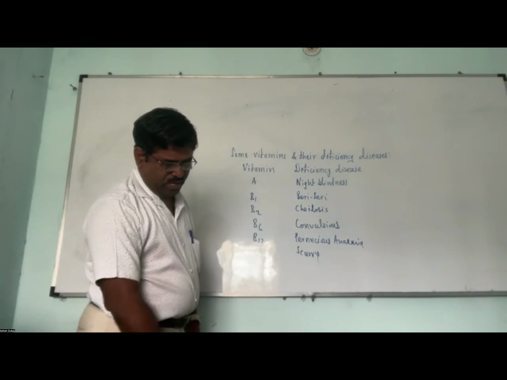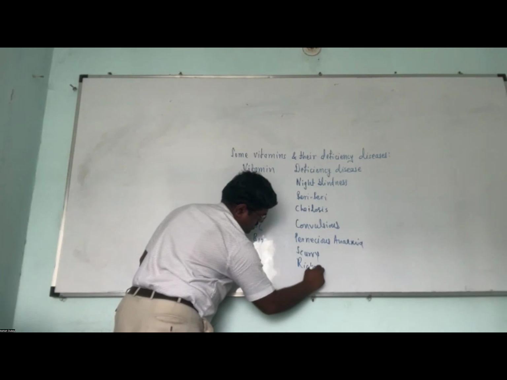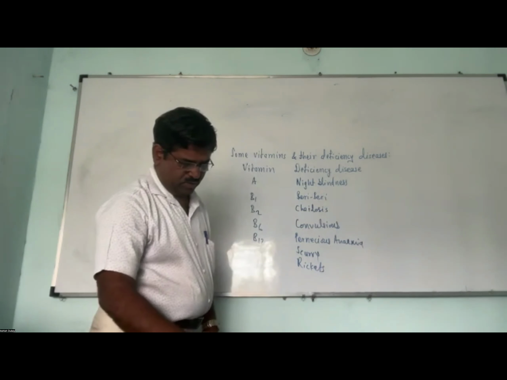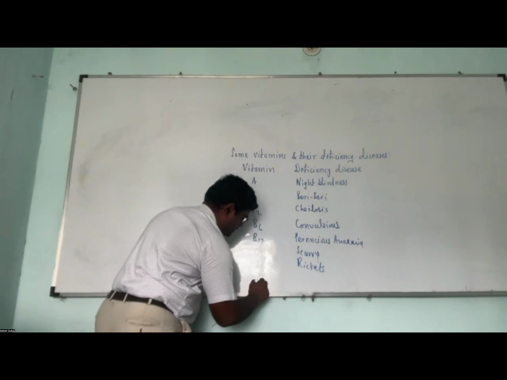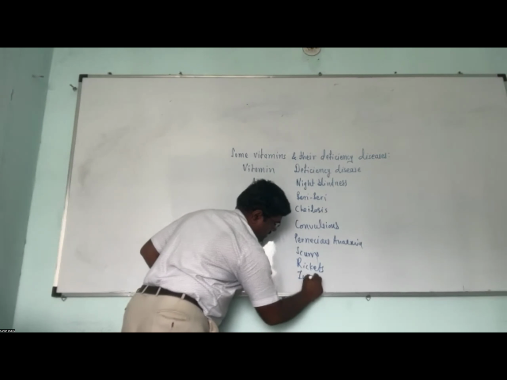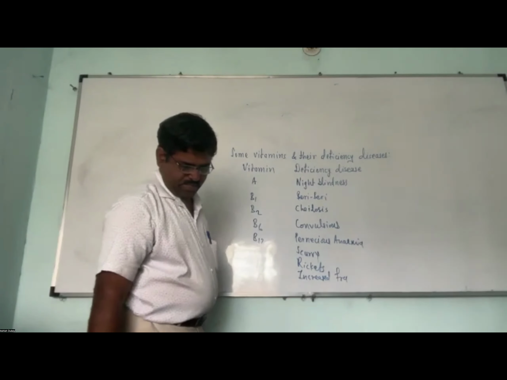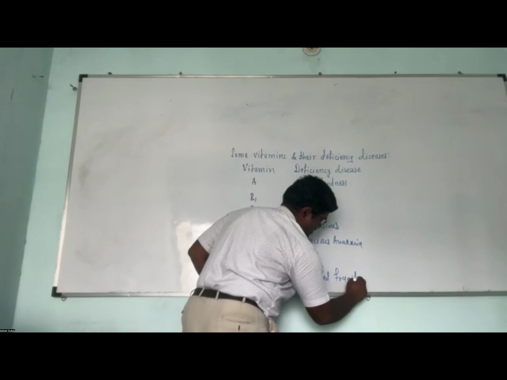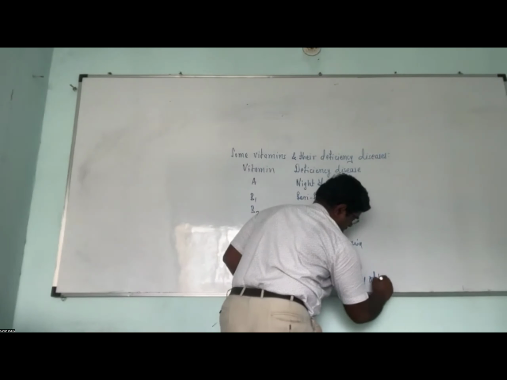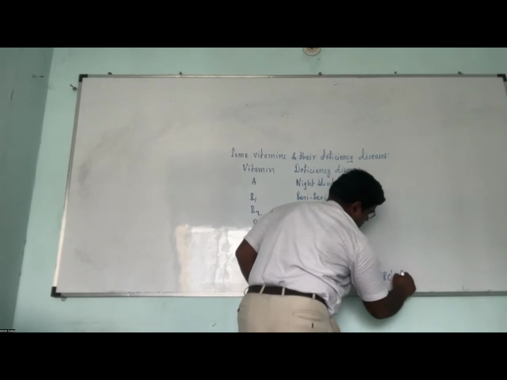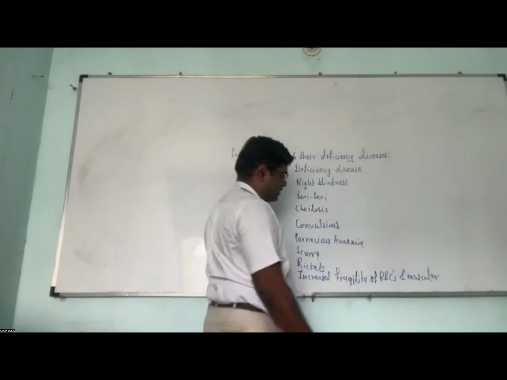Vitamin C deficiency causes scurvy. Then deficiency of vitamin D causes rickets. Then deficiency of vitamin E increases fragility of RBCs and causes muscular weakness.